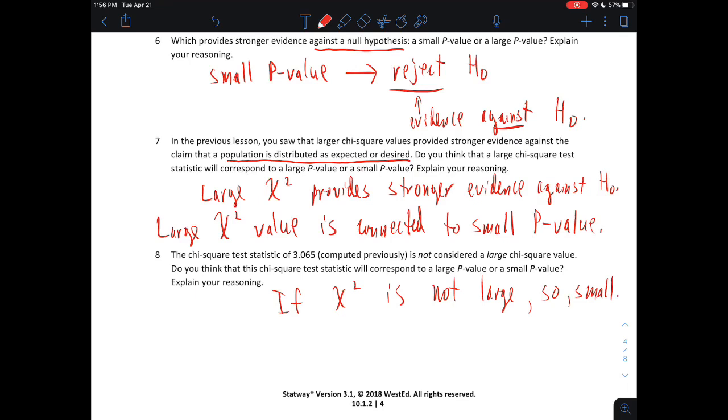And if we just said that large chi-square values are connected to small p-values, then we have the opposite here in number 8. So that means that small chi-square values correspond to large p-values. Again, same thing that we saw with z-scores, t-scores, and F-test statistics. So this is just the opposite of number 7.